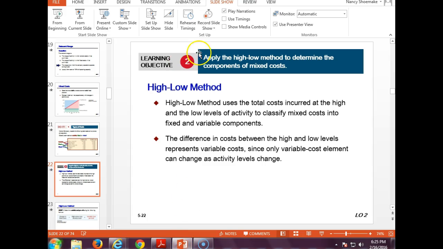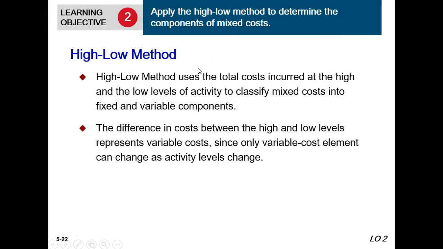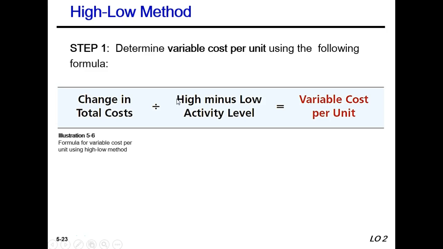Okay, let's go back here. Using now the high-low method. This uses the total costs incurred at the high level of activity within the relevant range and the low level of activity. The difference in cost between the high and low levels represents variable costs, since only the variable cost element can change as activity levels change. So how we're going to figure this is we will determine the variable cost per unit using change in total cost divided by the high minus the low level. We come up with a variable cost.